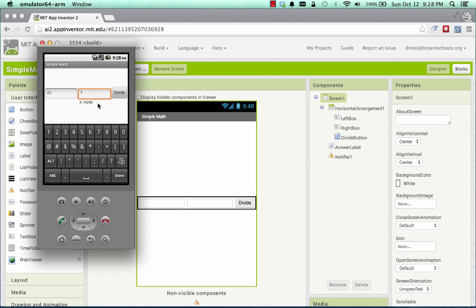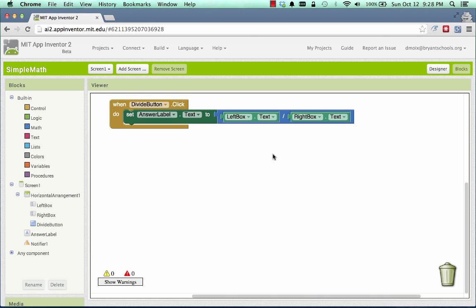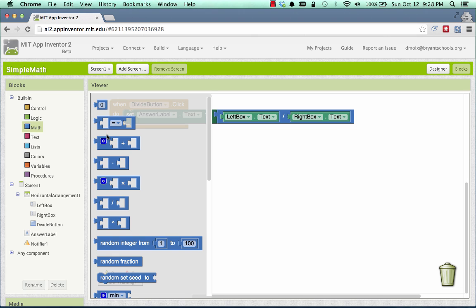But what if I wanted my answers to be rounded to 2 decimal places? Or if I wanted them rounded to no decimal places? Well, over in the blocks, we can do a little bit of that. If I just want it rounded to no decimal places at all, under math, there's something called round.